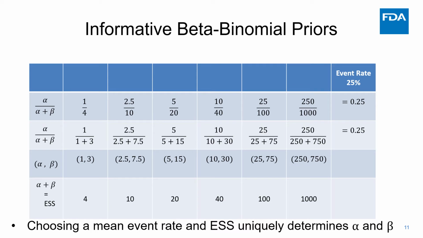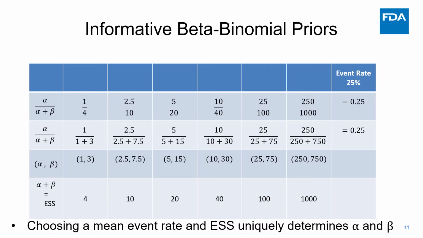So we can set alpha divided by alpha plus beta in different ways and get 0.25 using different numbers. If we use 1 by 4, that's 0.25; 2.5 by 10, that's 0.25; 5 by 20, that's 0.25; 10 by 40, that's 0.25; 25 by 100, that's 0.25; 250 by 1000, that's 0.25. So there are many ways you can set alpha divided by alpha plus beta equal to 0.25.